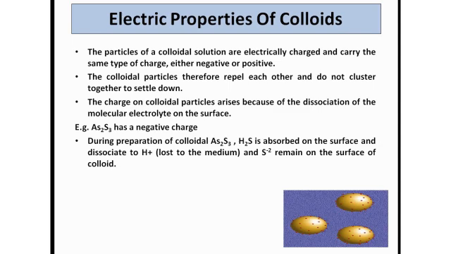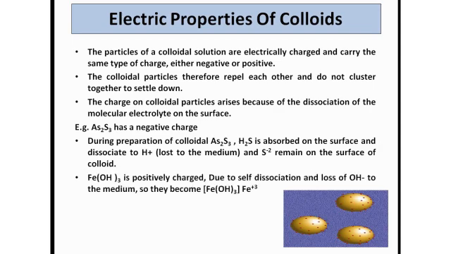You see, these are the particles. This red color shows the charge over the colloidal particle. Similarly, if you take the example of iron oxide, it is positively charged. Due to self-dissociation and loss of one hydroxyl group to the medium, the colloid of iron oxide is always positive. Thus the dispersion medium has the negative charge, and the colloid has the positive charge.